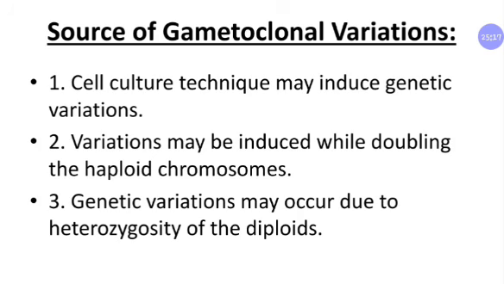Source of gametoclonal variations. Cell culture techniques induce genetic variation. Variations may be induced while doubling the haploid chromosomes. Genetic variations may occur due to heterozygosity of the diploid.